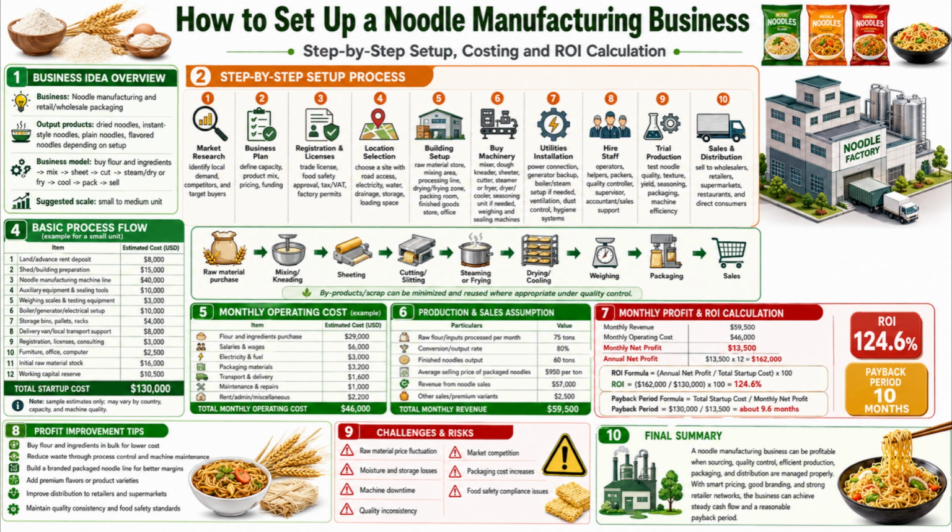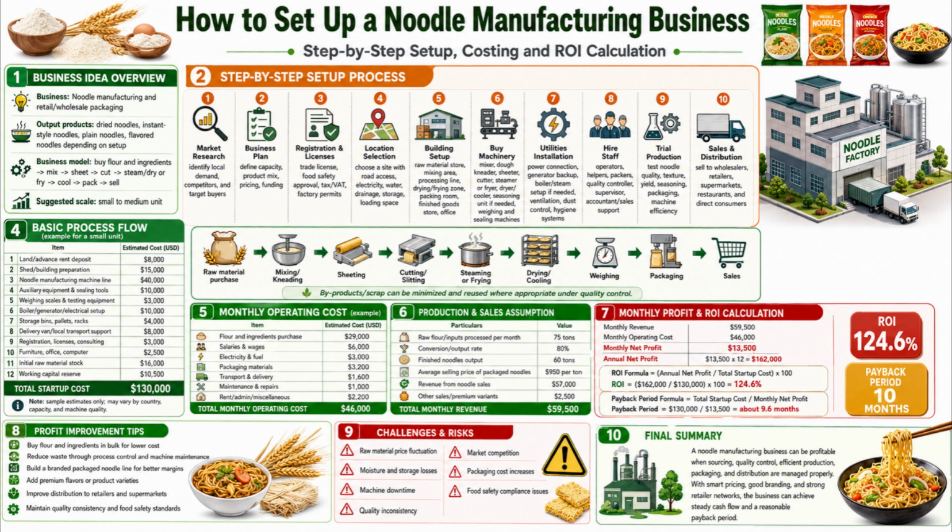Transport and delivery may cost around $1,600. Maintenance and repairs may cost around $1,000. Rent, admin, and miscellaneous expenses may cost around $2,200. So, the total monthly operating cost becomes around $46,000.